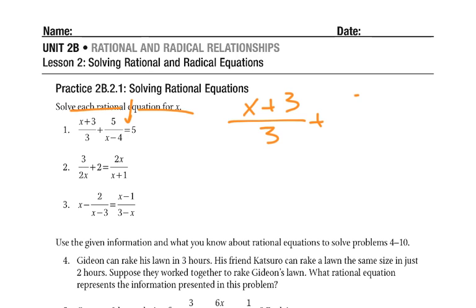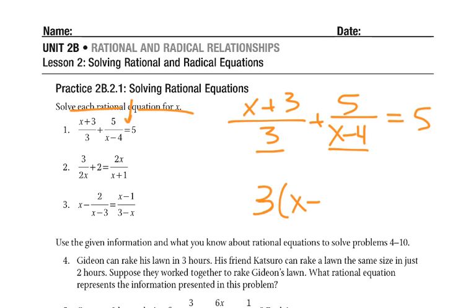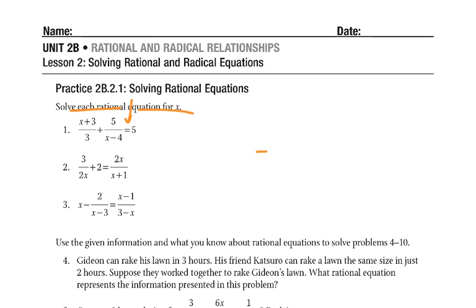So I look at these and I say, okay, what can I multiply by to get rid of all my fractions? Well, I need to multiply by 3. I also need to multiply by x minus 4. So if I multiply by 3 times x minus 4, if I multiply that by every single piece here, I can do it because I'm multiplying by every single piece. Then what that'll do is get rid of everything I need to get rid of. So let me show you how it would work.